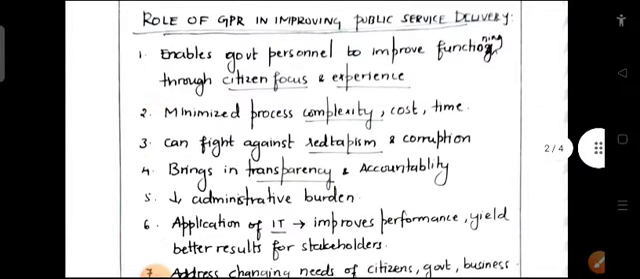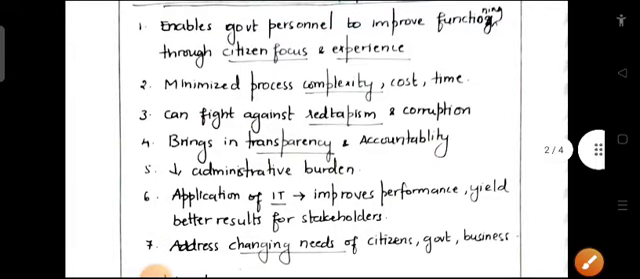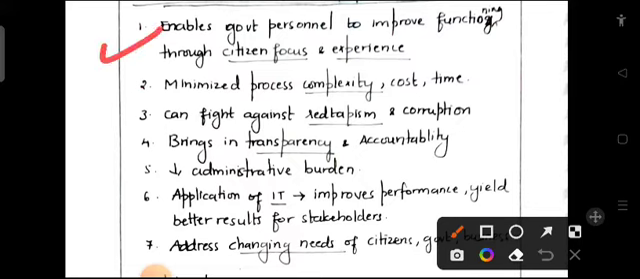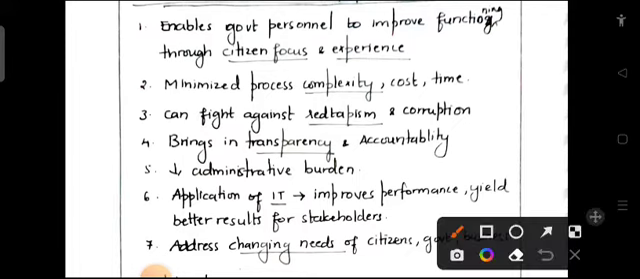So now let us look into the role of GPR in improving public service delivery. First point: it enables government personnel to improve functioning through citizen focus and experience. So it will enable the government servants, that is all the government officers, to improve the functioning. How? There will be major improvement in citizen focus and experience, and it will minimize process complexity, cost, and time. So we have to reduce all these things: complexity, cost, time.